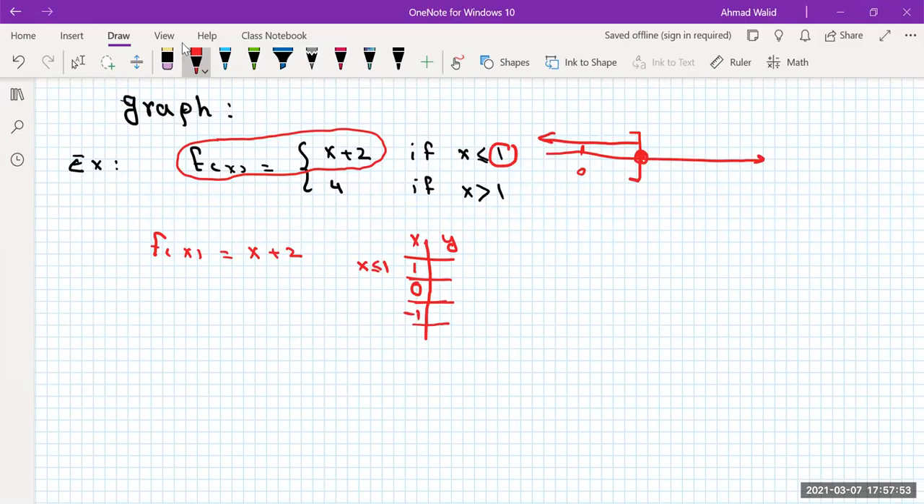Now, everyone knows how to find the values of f of x, right? When x is 1, plug in 1. 1 plus 2 gives you 3. When x is 0, 0 plus 2 gives you 2. When x is negative 1, negative 1 plus 2 gives you 1. That's it. You are ready to graph this function.